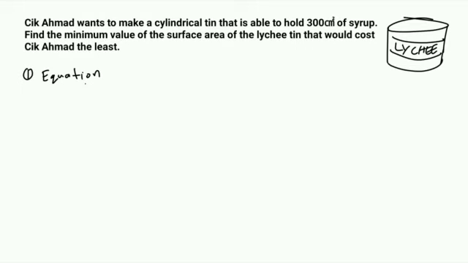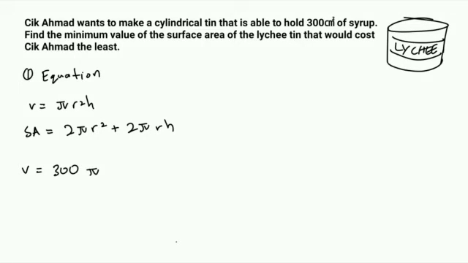In the first step on how to solve the problem, usually you will get some information from the question. Right now, we know that the tin is cylindrical. The formula for a cylinder's volume is pi times radius squared times height. Since we want to find the surface area of the tin, which is a cylinder, we need to know the formula of the cylinder's surface area. The formula is surface area equals 2 pi r squared plus 2 pi r h. Since Cik Ahmad wants to hold 300 pi cm cubed of syrup, we know that the volume is equal to 300 pi.